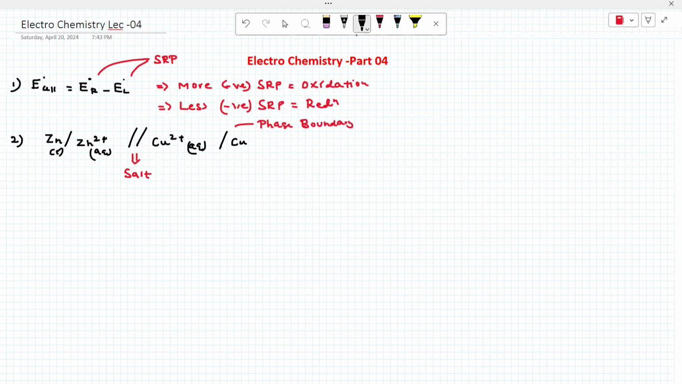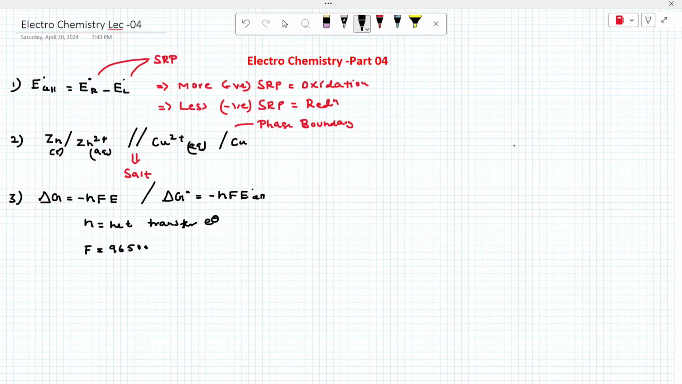Okay, now the third one, Nernst equation. Before the Nernst equation I'll discuss delta G, right? Delta G equal to minus nFE, or we call delta G naught equal to minus nF E naught cell. Now what is n? Net transfer of electrons. What is F? Faraday, that is 96500. For exam point of view we have to take 10 power 5.